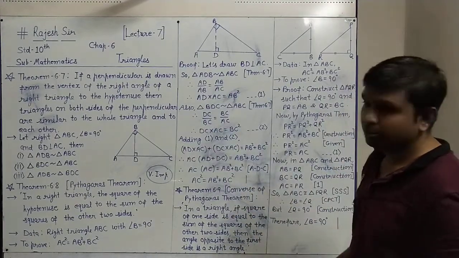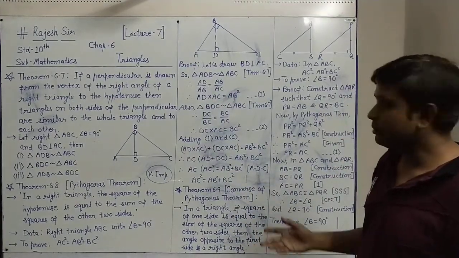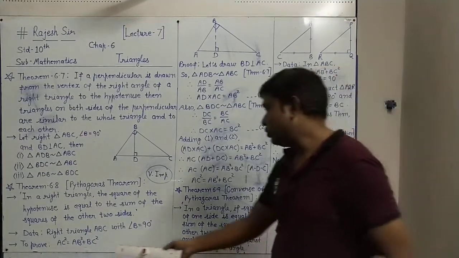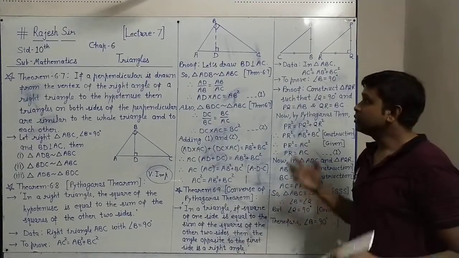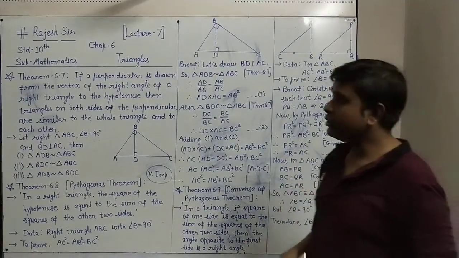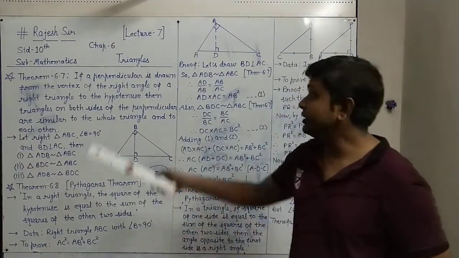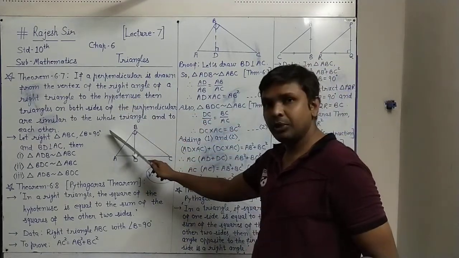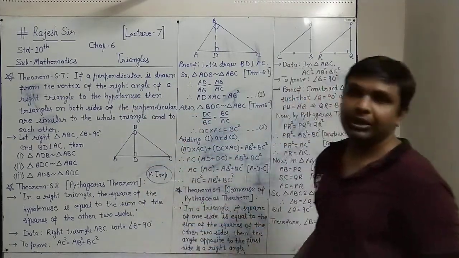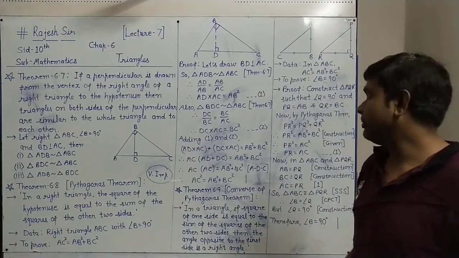Here the proof is that. Hence the proof we have, that is, we wanted AC square equals AB square plus BC square. So this is the very simple way to prove the Pythagoras theorem using theorem 6.7. That's why first we understood theorem 6.7, and by using it we have proved the Pythagoras theorem very easily.